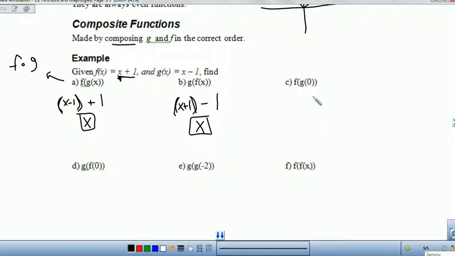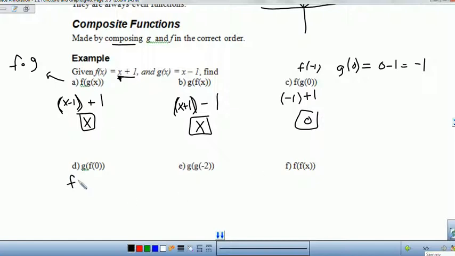Now this is a little different because now you're taking 0, plugging it inside of g. So a couple of different ways you could do this is just go ahead and find g of 0. Okay, that's 0 minus 1, and g of 0 is negative 1. Now this becomes f of negative 1, so we're going to plug negative 1 inside of f, so that would be negative 1 plus 1, and that's how we get 0.